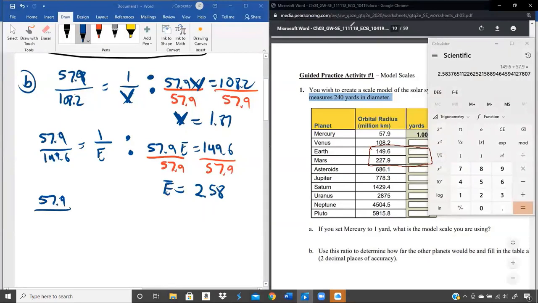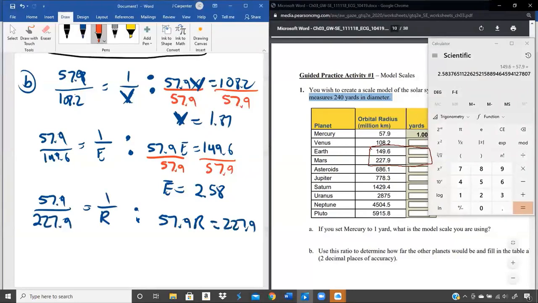So 57.9 over, where are we, 227.9 equals 1 over, now we're talking about Mars. We used M for Mercury. Let's go R for Mars, the third letter of Mars. Cross multiply, and you end up getting 57.9 times the Mars variable equals 227.9. You're going to end up dividing both sides by 57.9.